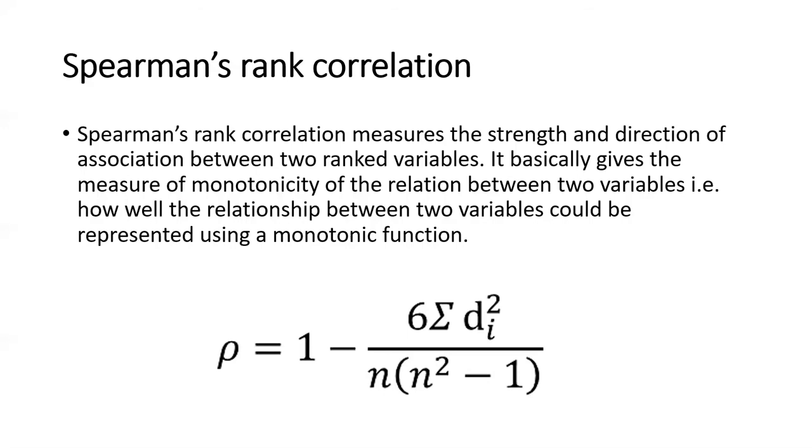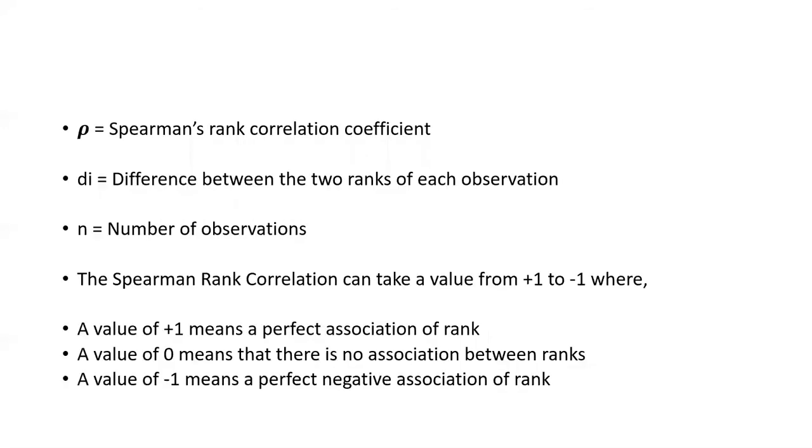The formula for Spearman's coefficient of correlation is rho equals 1 minus 6 sigma d i square, whole divided by n into bracket n square minus 1 bracket close. So I am repeating this formula once again. Rho equals 1 minus 6 sigma d square, whole divided by n bracket n square minus 1. So this was Spearman correlation.